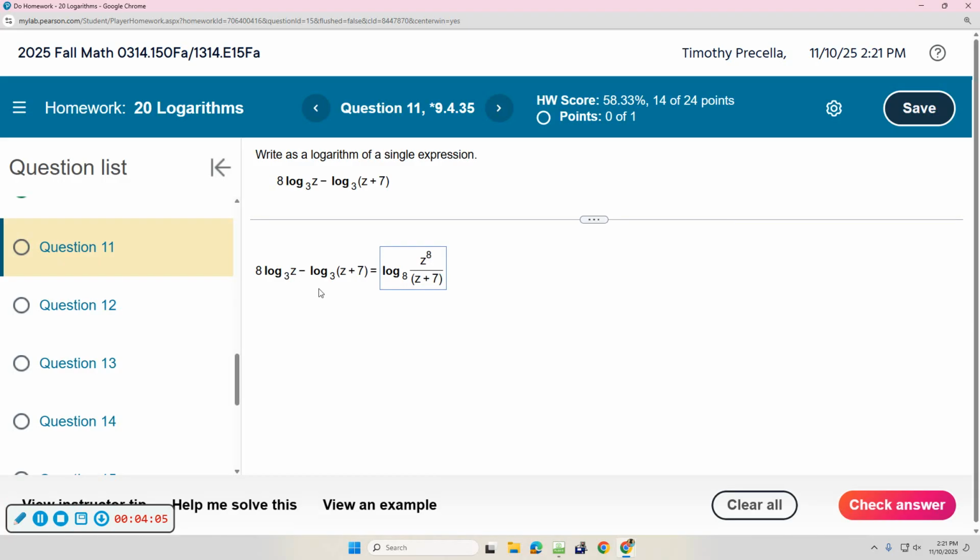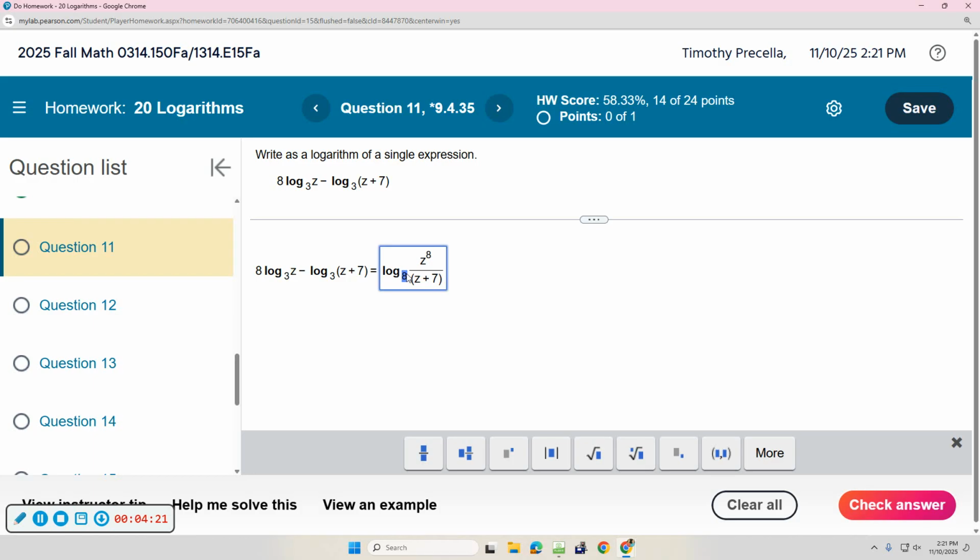Let me see. z to the 8. Y'all see it? What did I do wrong? Okay, the base is a 3, not an 8. I wrote a 3, yeah. There.